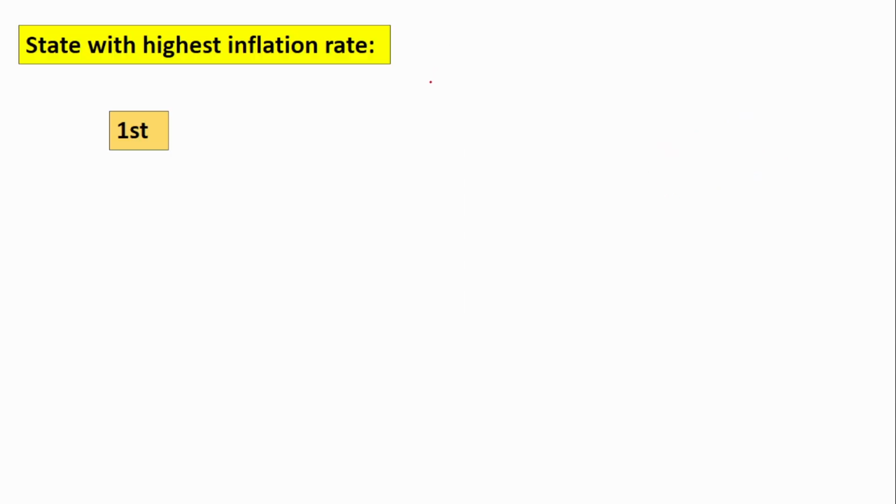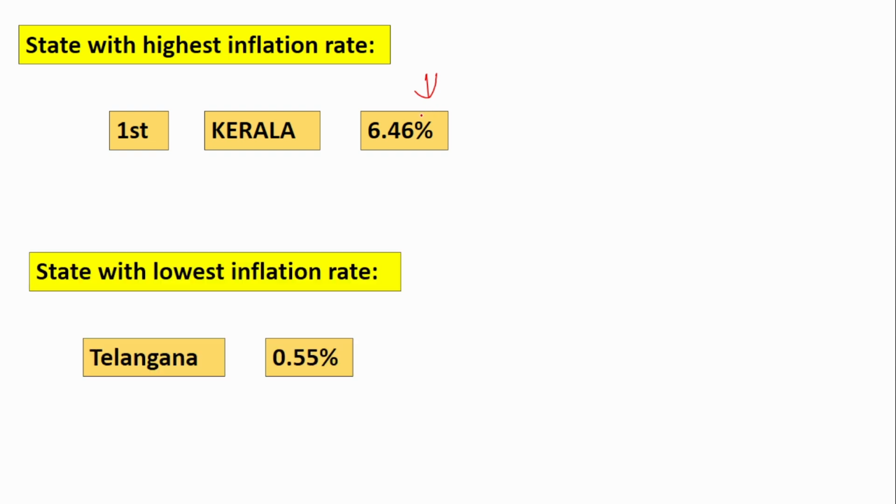Next, the state with the highest inflation rate, if you see, is Kerala. The inflation observed in the month of May in Kerala is 6.46%, and the state with the lowest inflation rate is Telangana, where the inflation rate observed was just 0.55%. Remember the state names also, it is very important.